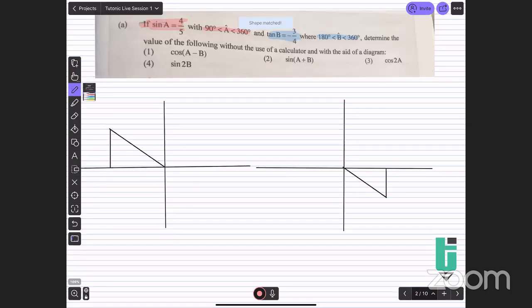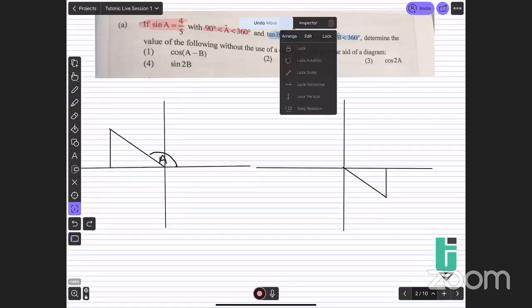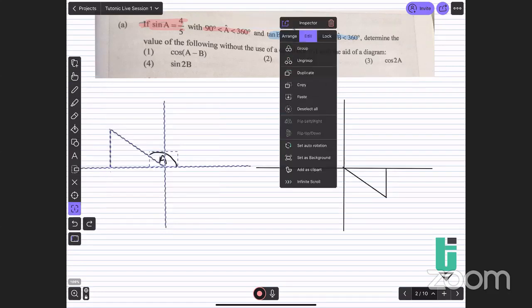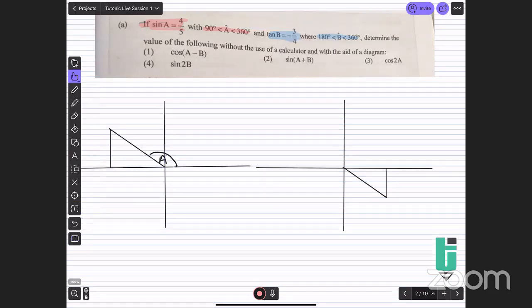So they're saying sine A, which is that angle, is equal to 4/5. So what does that mean? Where can we start filling in information? What is sine equal to? Opposite over hypotenuse, right? So therefore, this is going to be 4, and that's going to be 5. Do you guys agree? Yes. What is this going to be?